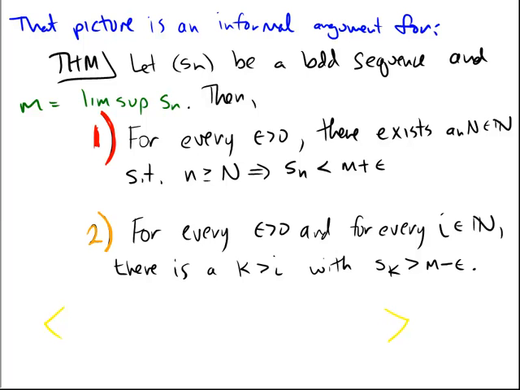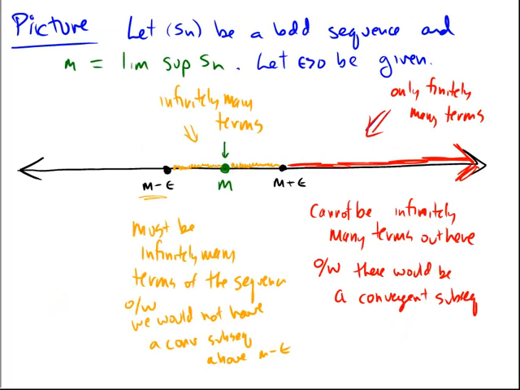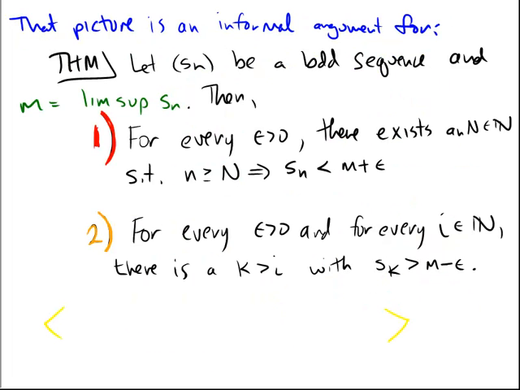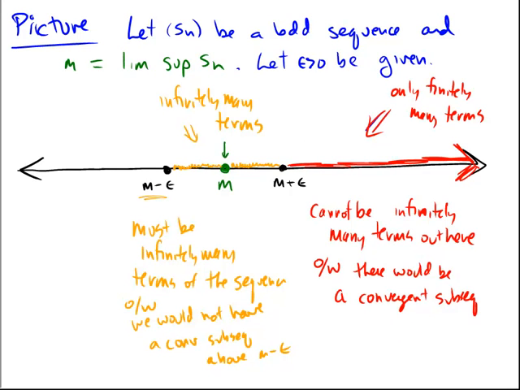If Sn is a bounded sequence and m is the limit superior of the Sn's, then we know that for every epsilon greater than 0 there exists a capital N in the naturals such that n bigger than or equal to N forces S sub n to be less than m plus epsilon. So for every epsilon greater than 0, there has to be a capital N such that I can go out that far in the sequence, and eventually I will be completely inside of here. There's only finitely many things out here in the red.